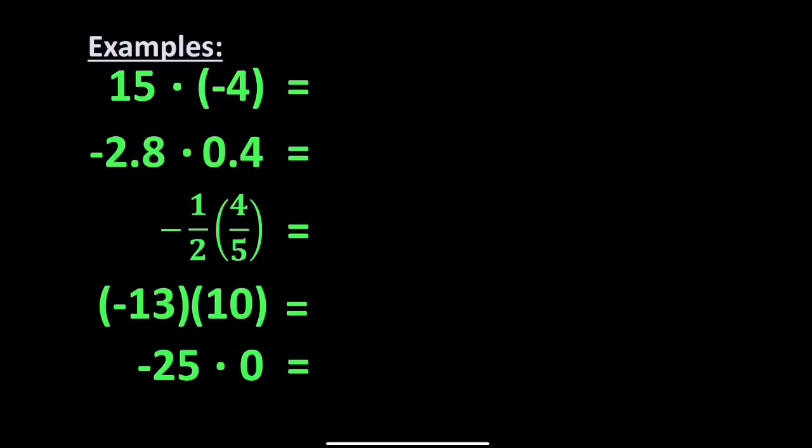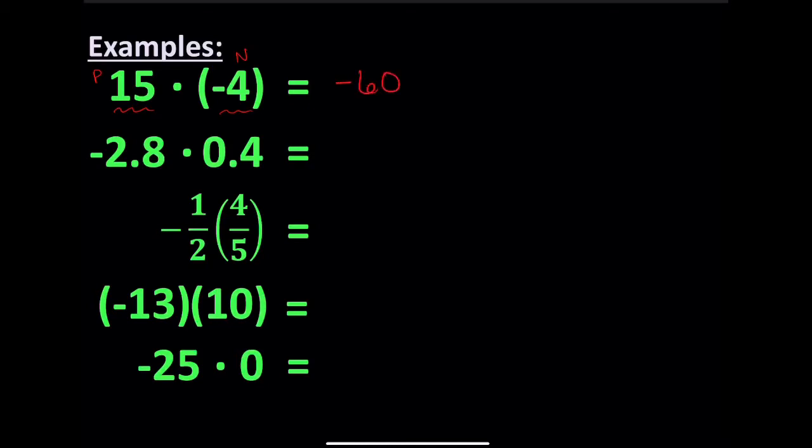Now the first example here, and you'll notice in all the examples, they all have different signs. So we're just going to multiply 15 times 4. Now 15 times 4 is 60. And so it's a positive, that's a positive integer, and this is a negative integer. So positive times a negative is always negative. So it's going to be negative 60 as our answer.